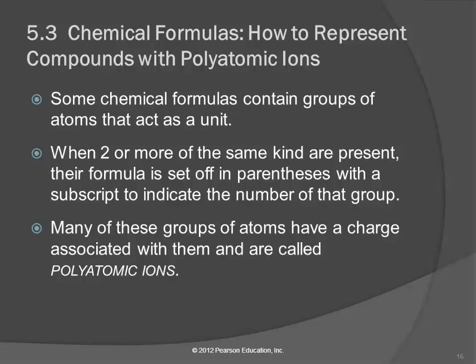Okay, so sulfate is 1 sulfur and 4 oxygens. You can't just get the sulfur by itself. And so when you have those in an ionic compound and there's more than one, you have to draw the shrink wrap, the parentheses around it, and put how many packages you have on the outside.